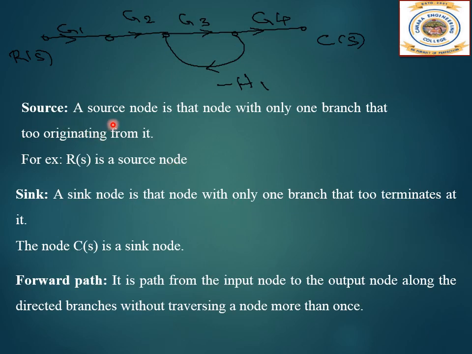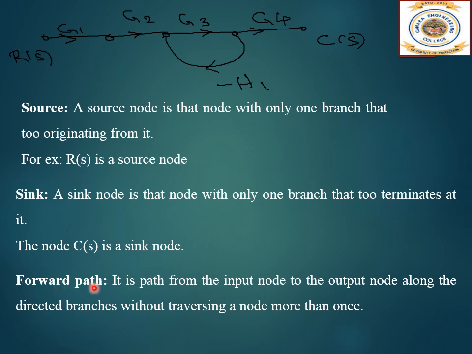Next we have the source. A source node is a node with only branches originating from it. Here R of s is a source node, and this is the branch originating from it. A sink node is a node with only branches that terminate at it. So we have one node over here, and this is the sink node. Branches terminate at this node.